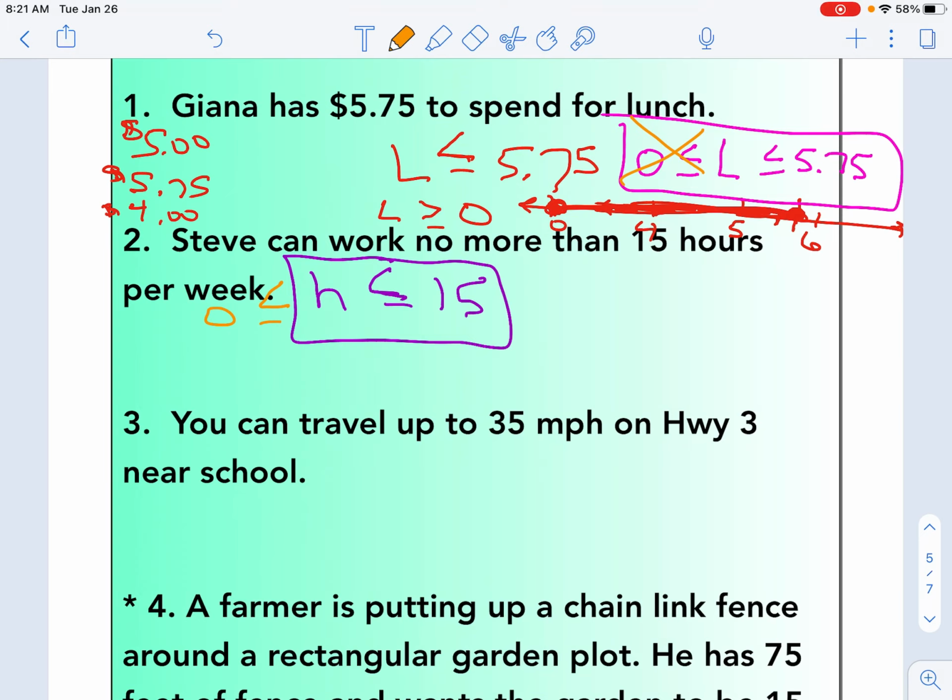Okay, so your turn. You can travel up to 35 miles per hour on Highway 3 near school. So see if you can write the inequality for what your speed could be. So your speed could equal 35 miles per hour, but you can't travel faster than that, so it'd have to be less than or equal to 35. And again, we could add in that it also has to be greater than or equal to 0, but we're not going to be too concerned about that piece.